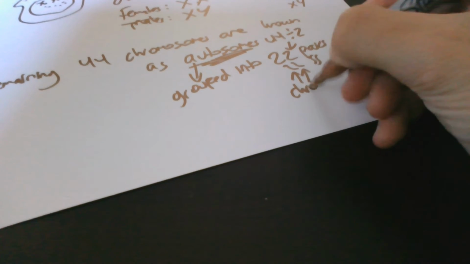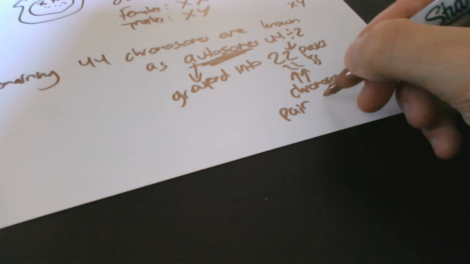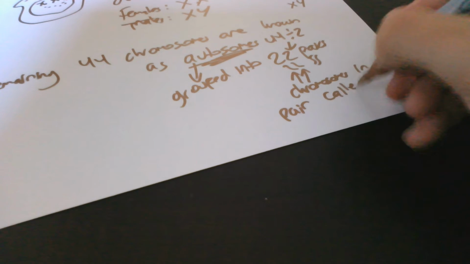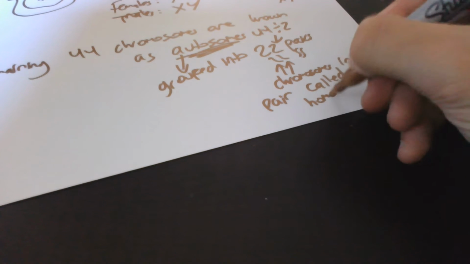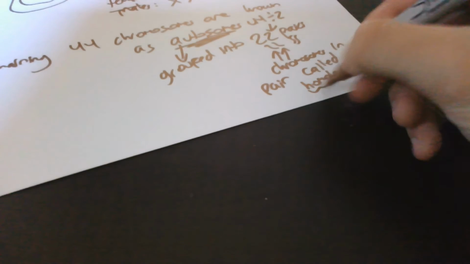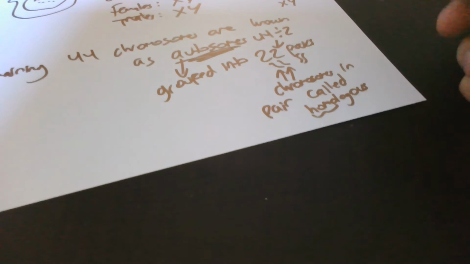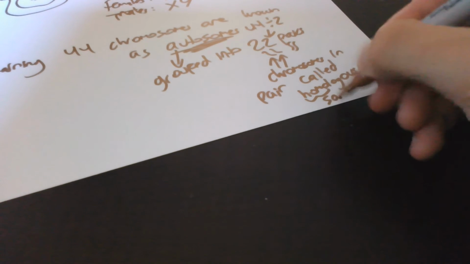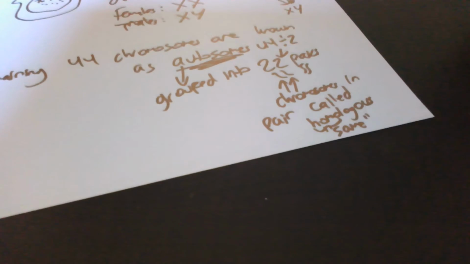Now, each of these chromosomes in a pair has a name. They're called homologous. Homo, I think it's Latin from memory. Homo means the same. It's a prefix that means the same.